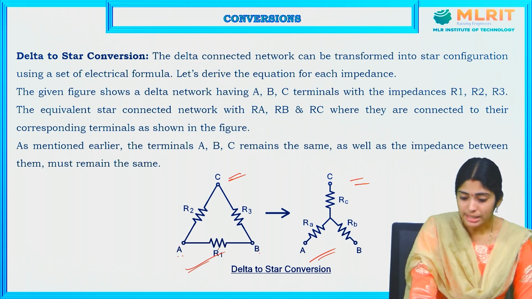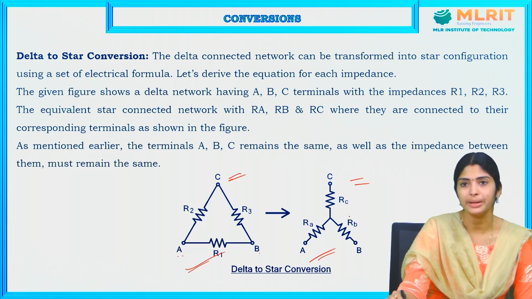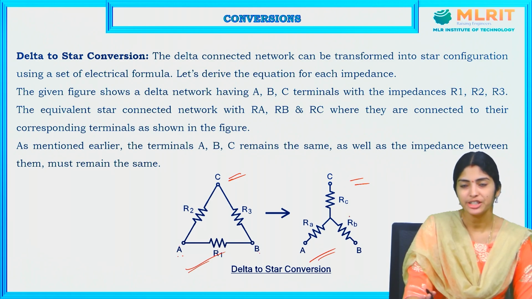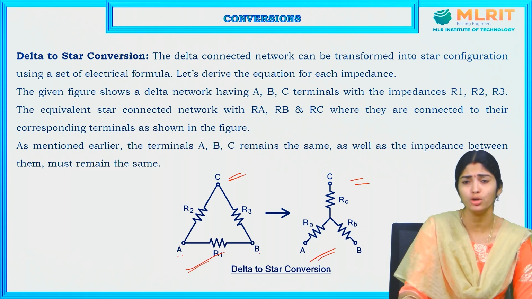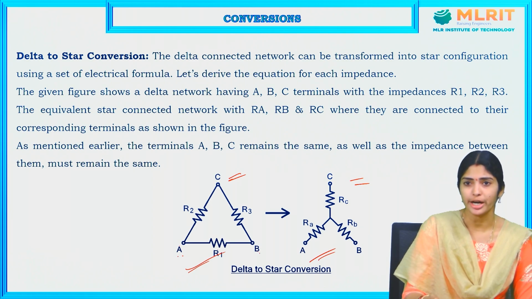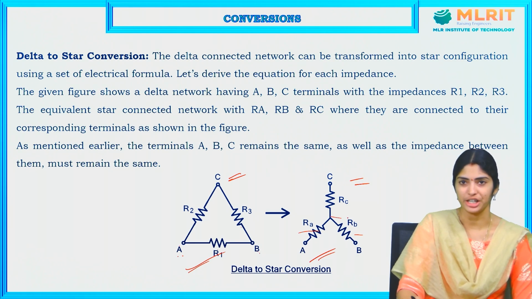The resistances in delta are named R1, R2 and R3. Here in the star, we'll rename them RA, RB and RC. Why am I differentiating? While changing from delta to star or from star to delta, if we keep the same names in star and delta, we won't know whether a value was related to star or delta. So in delta I name them R1, R2 and R3, and in the star RA, RB and RC, for easy identification.